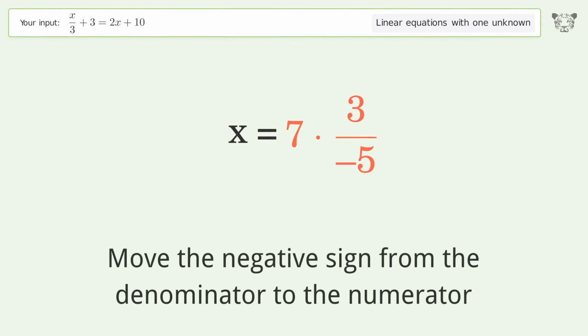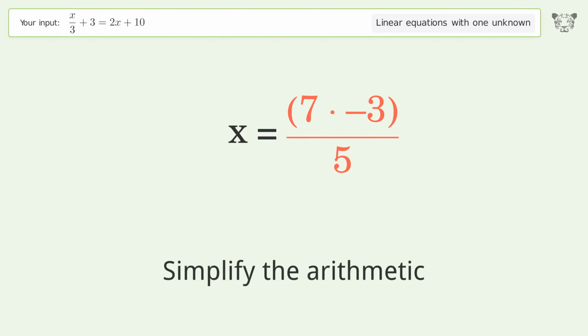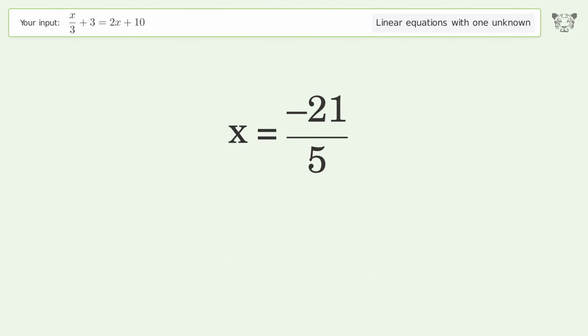Move the negative sign from the denominator to the numerator. Multiply the fractions. Simplify the arithmetic. And so the final result is x equals -21/5.